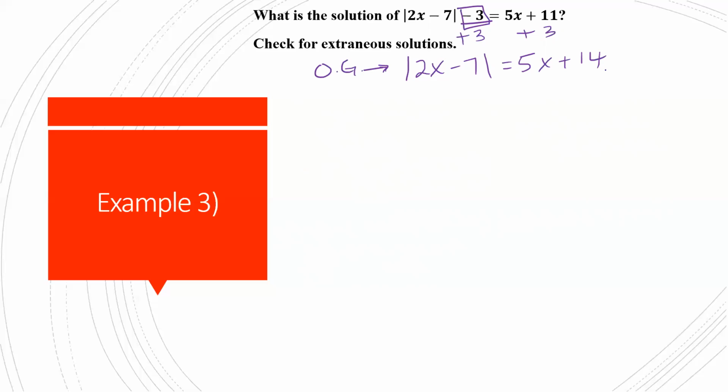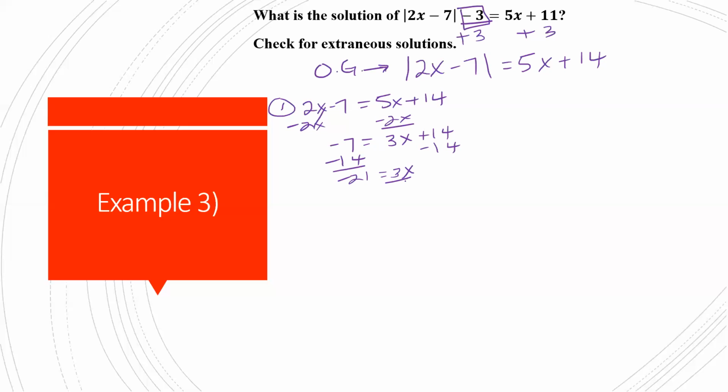All right, so now I'm going to start. I'm going to set up the first one, which is 2x minus 7 equals 5x plus 14, unchanged, nothing different. I'm moving the smaller one. And we're going to get negative 7 equals x. All right, so that's what I'm going to test out.